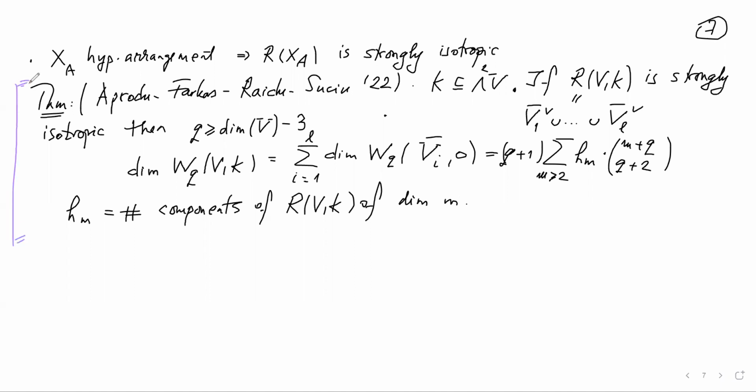And let me, my time is almost up. So what is that saying for hyperplane arrangement groups? For hyperplane arrangement groups, it says that, so these quantities here, by the way, are the Chen invariants associated to the free group.